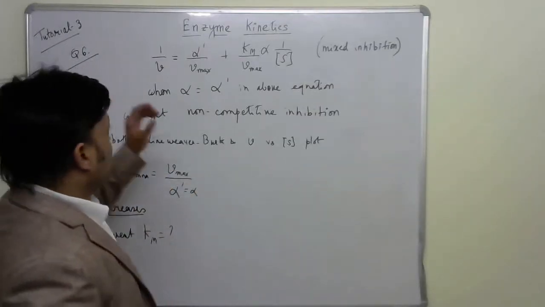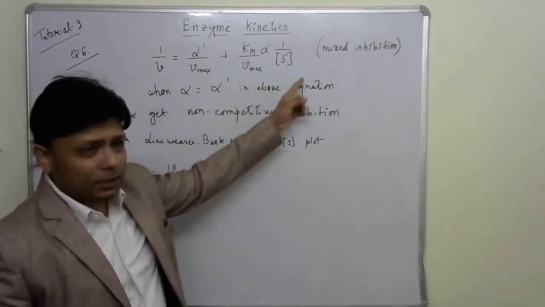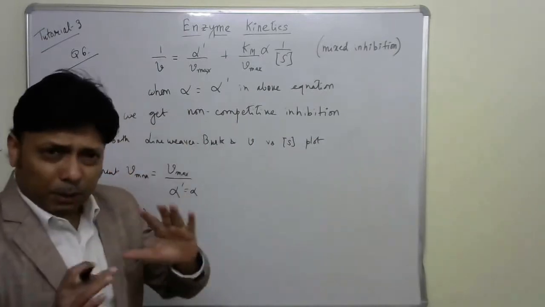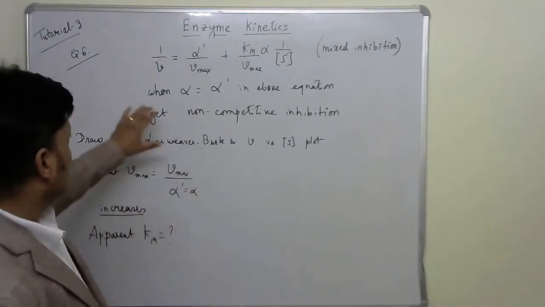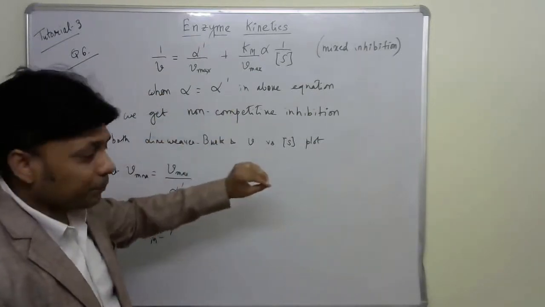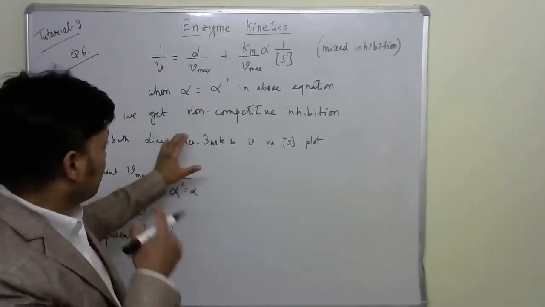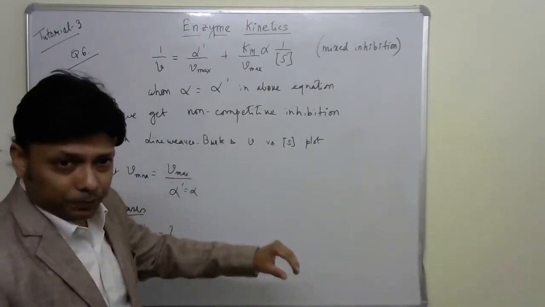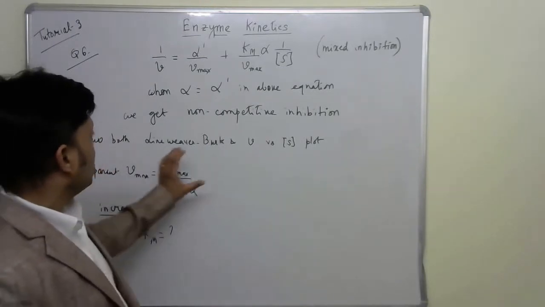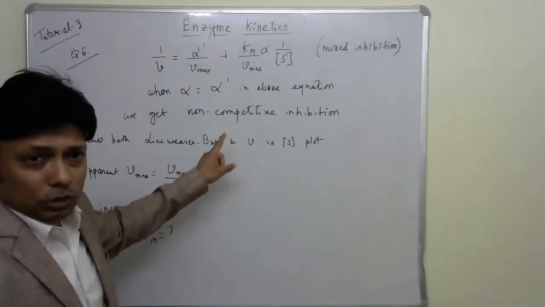So we begin question number 6. Question number 6 says that if this is the equation for mixed inhibition, and then in a very special, although very rare case, if alpha becomes alpha prime, then we get a unique case. It's called non-competitive inhibition. So the question is, draw both the Lineweaver-Burk and V versus S plot for this unique situation.